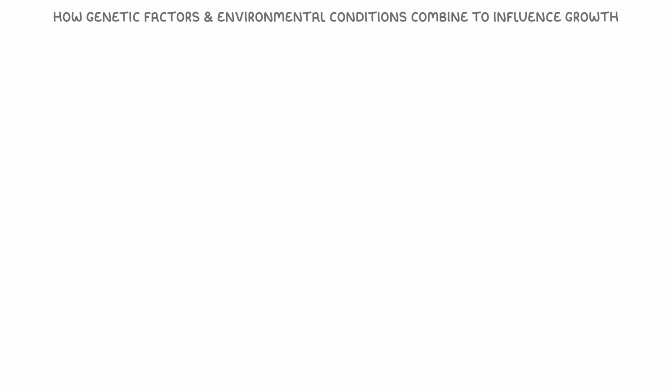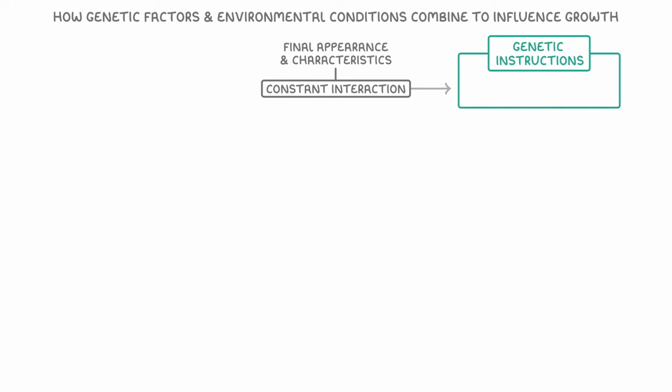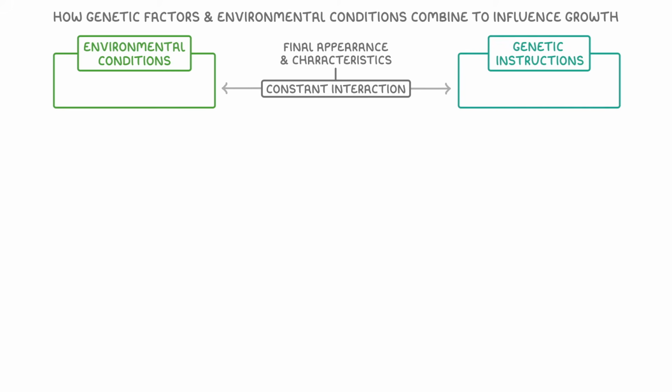Finally, let's explore how genetic factors and environmental conditions combine to influence growth. The final appearance and characteristics of an adult plant result from a constant interaction between two things: its genetic instructions and the environmental conditions it experiences. Genetics set the potential for what a plant could become, but environmental conditions determine how much of that potential is actually achieved.